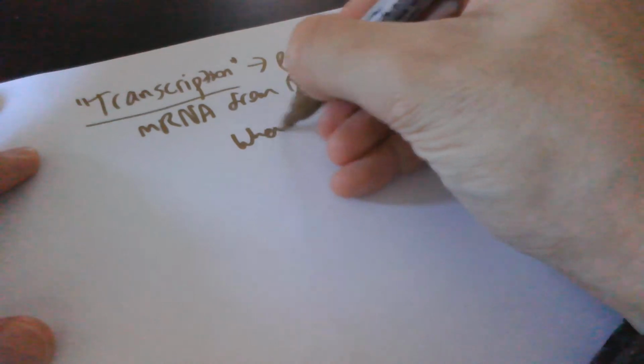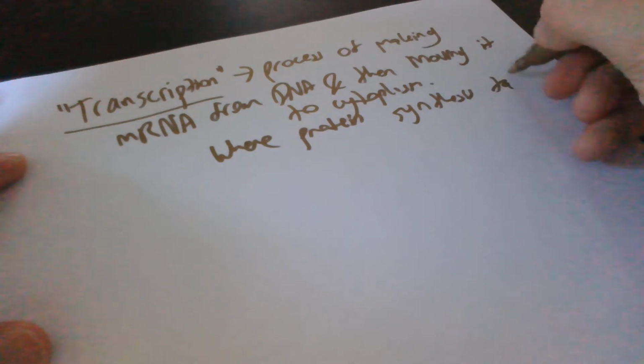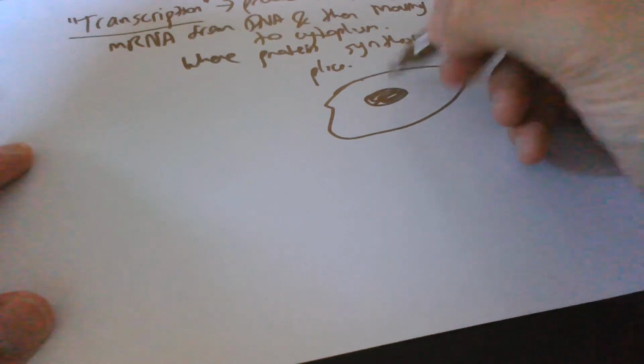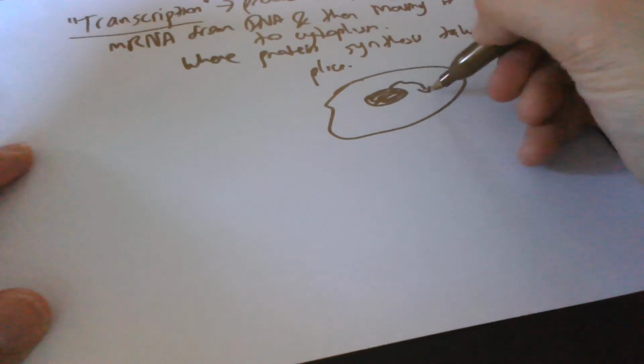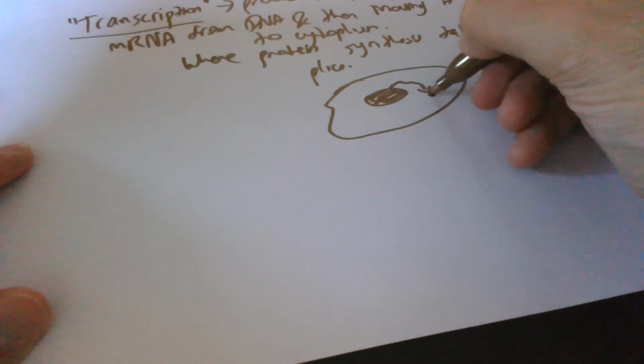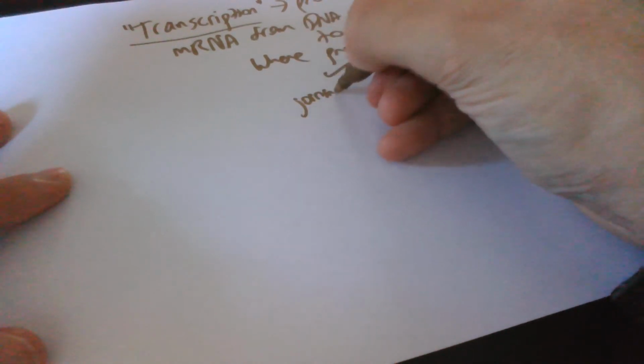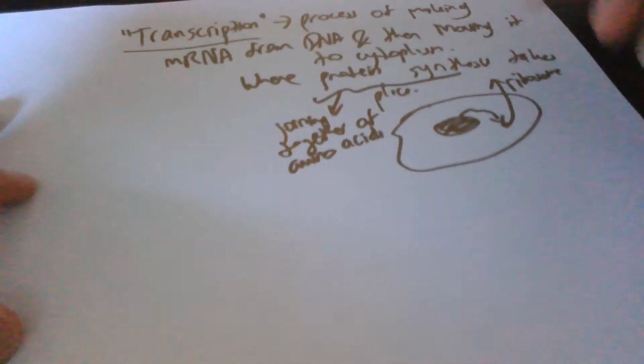Okay, this is where protein synthesis takes place. Let me explain that. Okay, so back to the cell, nucleus, mRNA makes its way through the jelly-like cytoplasm, hits a ribosome. In a ribosome, protein synthesis takes place. So to synthesize something means to join together, okay? So protein synthesis means joining together of amino acids. Remember, amino acids are the building blocks of protein. That's where it occurs.